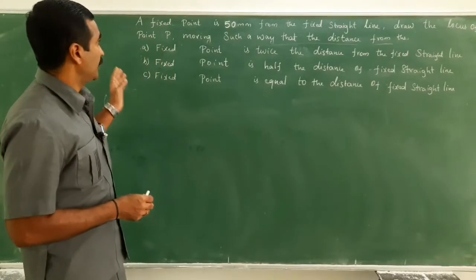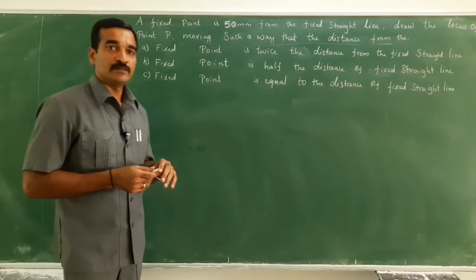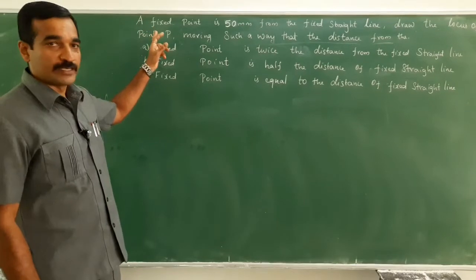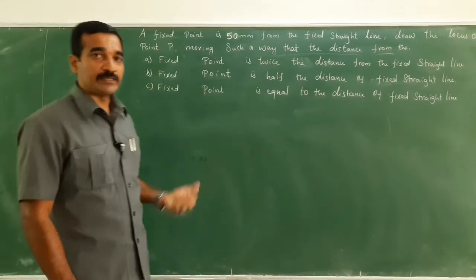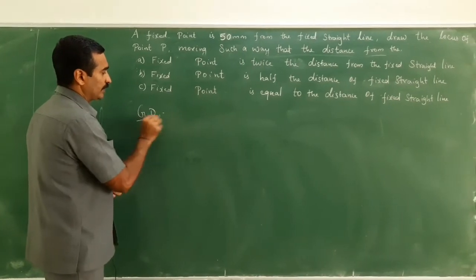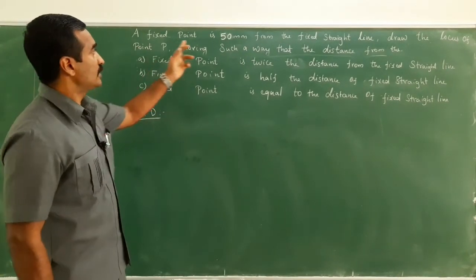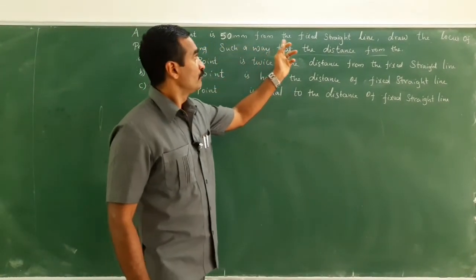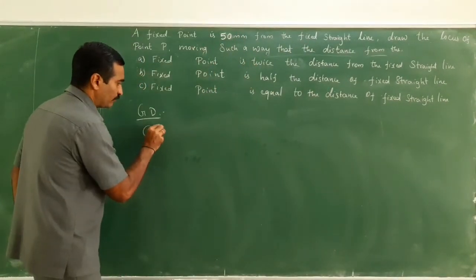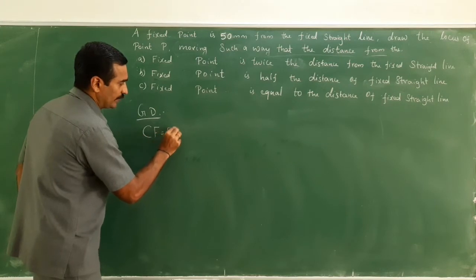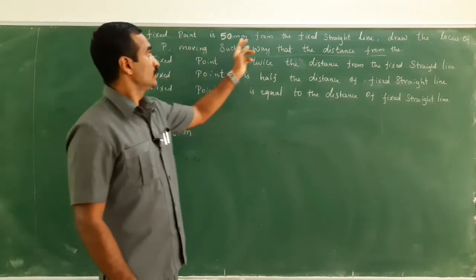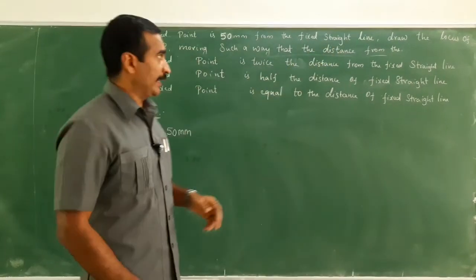The next question, again it is a twisted question from conic section. Let me just read out and extract as much information as possible from the given question. A fixed point is 50 mm from the fixed straight line, which is nothing but CF equal to 50 mm. Fixed point is nothing but focus. Fixed straight line is nothing but directrix, right?